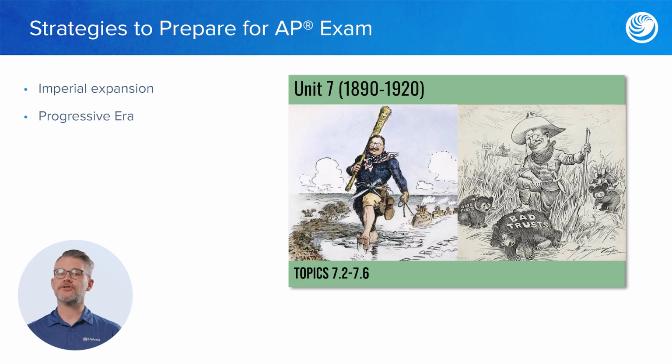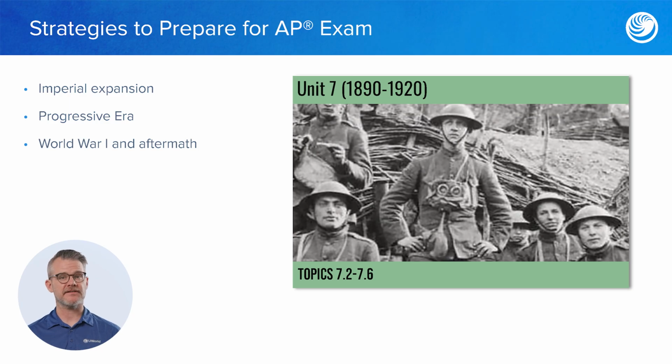In many ways, they're two sides of the same coin. Progressives were trying to bring order to a chaotic and unstable economic and social system at home. At the same time, many U.S. leaders were trying to bring order to a chaotic international system through imperialism, and eventually Woodrow Wilson's vision for global peace with the League of Nations.